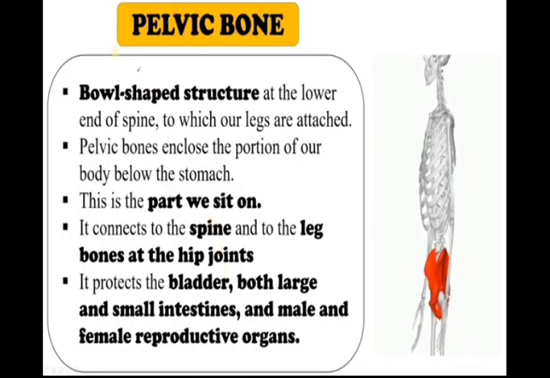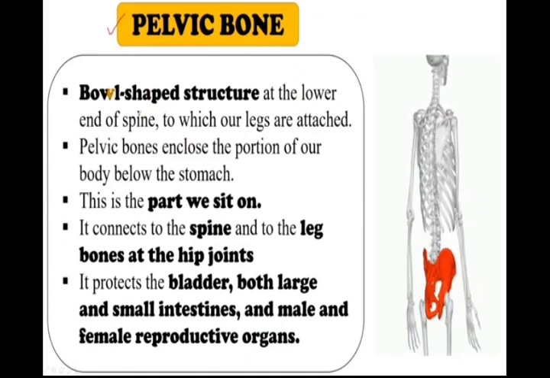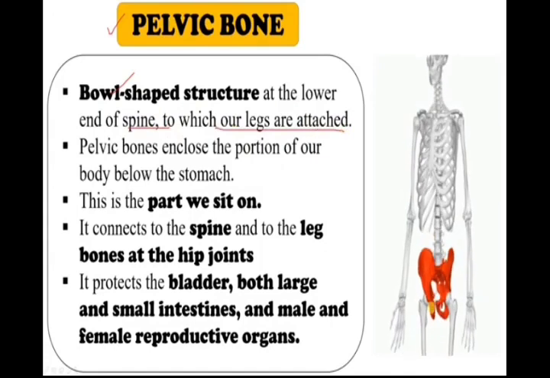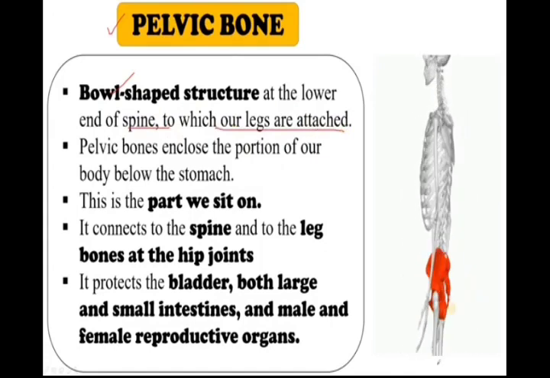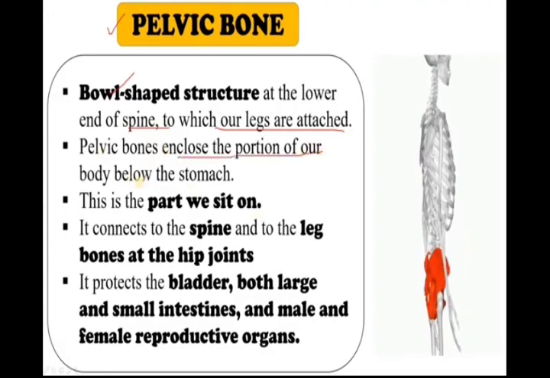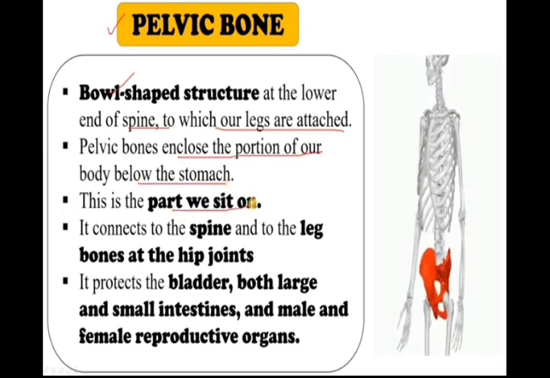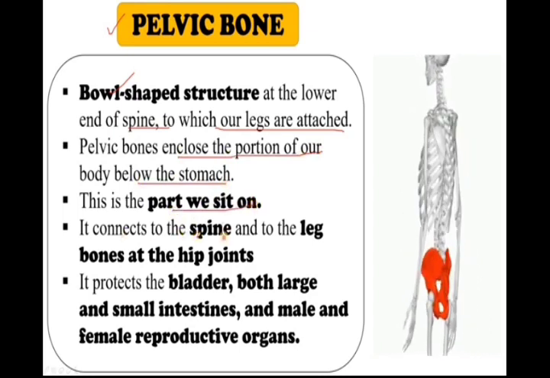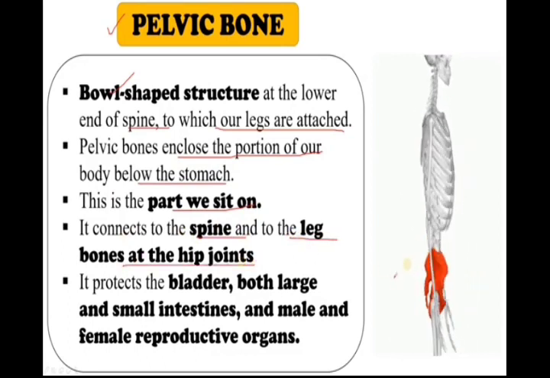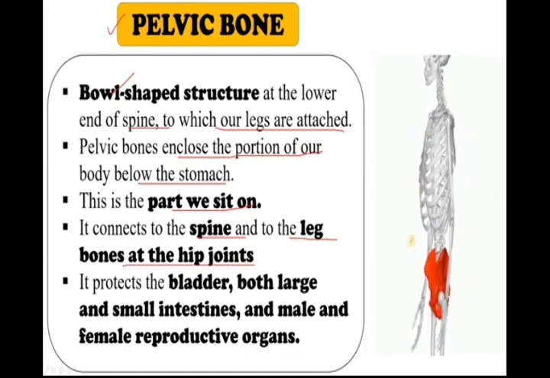Now let's move on to the pelvic bone. It is a bowl shaped structure at the lower end of the spine to which our legs are attached. Look here, our legs are attached to this bowl shaped structure. The pelvic bone encloses the portion of our body below the stomach. This is the part we sit on, and it connects to the spine and to the leg bones at the hip joints.